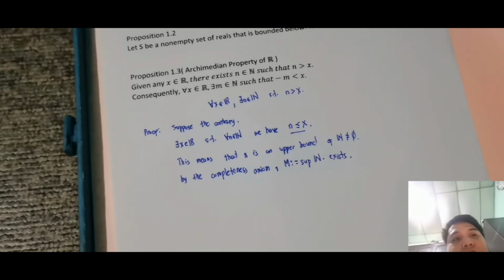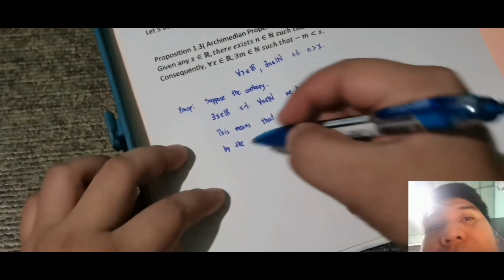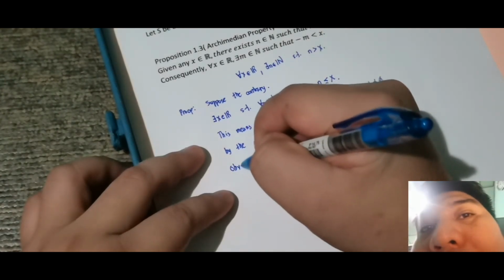So by the completeness axiom, M is our supremum of the natural numbers. Let me repeat: x is an upper bound, so the set is bounded above. Since it is bounded above, by the completeness axiom a supremum exists, which I defined as M. So I set the supremum to be M. Obviously, if M is the supremum, there is the definition of supremum.